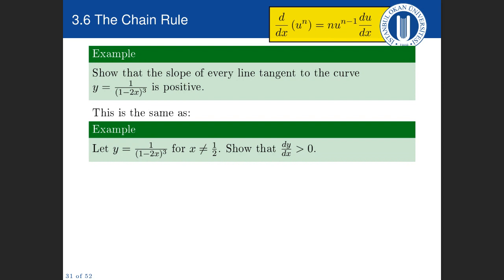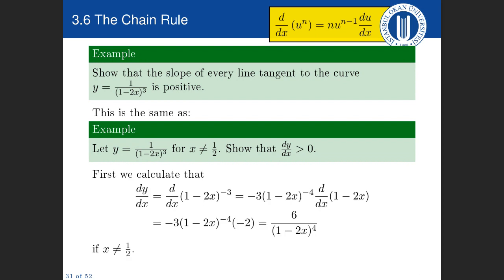So the first thing to do is to differentiate this function. We're differentiating 1 minus 2x to the power minus 3. We have u to the power minus 3. So by the formula in the yellow box, it's minus 3 u to the power minus 4. So minus 3, 1 minus 2x to the power minus 4. And then we multiply it by the derivative of 1 minus 2x. And after simplifying, we end up with our answer 6 divided by 1 minus 2x to the power 4, assuming that x is not a half.